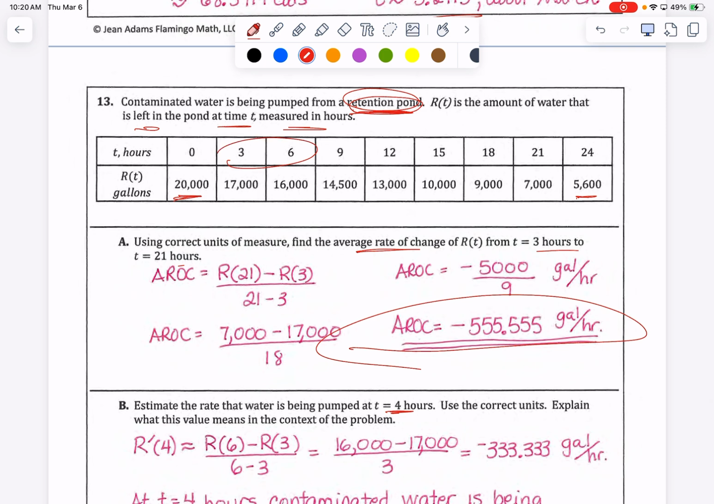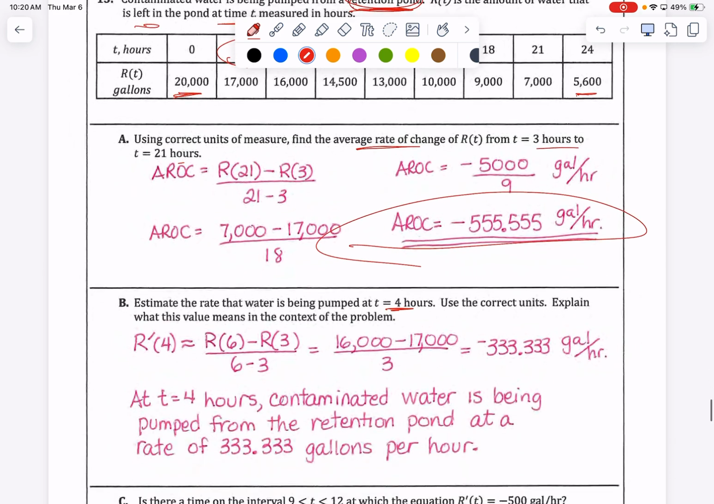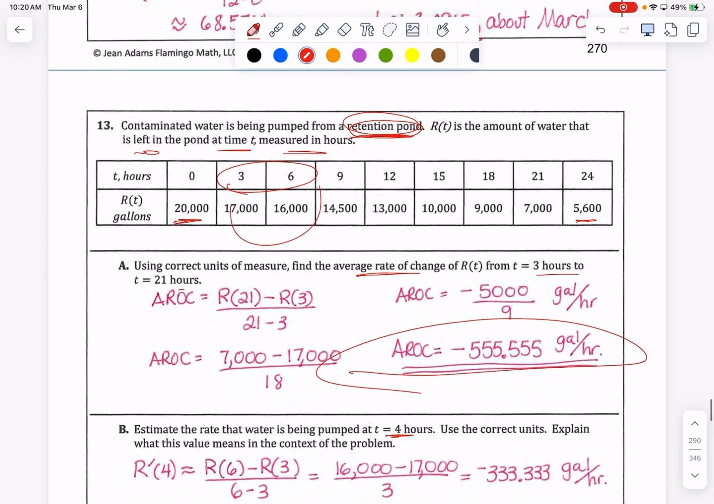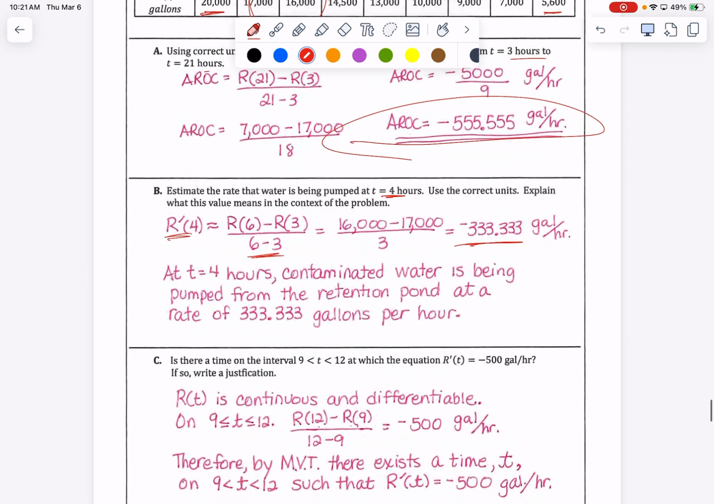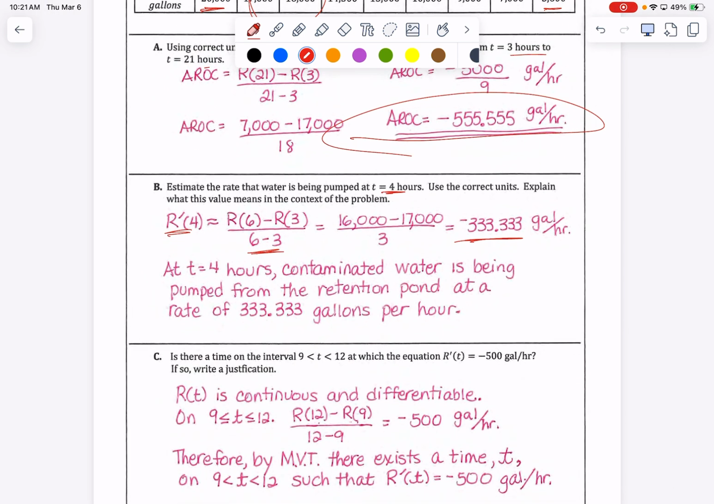I can't figure out what it is at 4 hours, but I can estimate with what? AROC. You estimate with AROC. So they just used 3 and 6 to estimate what the derivative would be at 4. So use the AROC from 3 to 6, and they found it to be negative 333.333 gallons per hour. And then finally, we get to the MVT part.